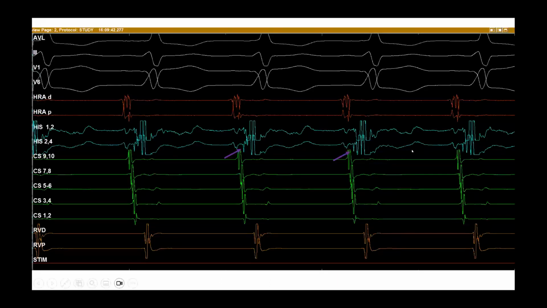In the same patient, we can see this. It is 1 minute, I will annotate.